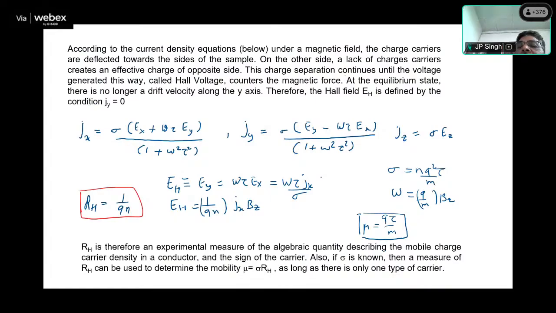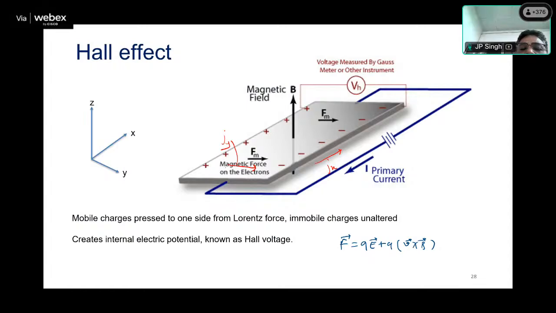So this charge separation will continue. How long will it continue? This will continue till there is a voltage generated, which is known as the Hall voltage. Suppose electrons are moving from this side to this side, so there will be a positive charge there. The electron will get an attractive force because of this positive charge, and that generates some kind of voltage between them, which is already shown here. This is the Hall voltage.